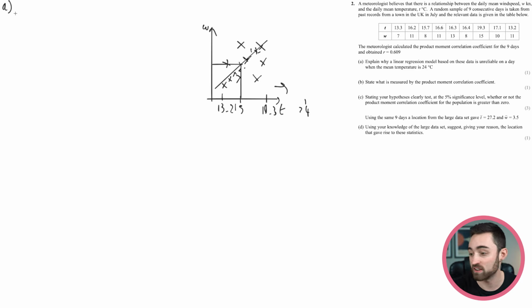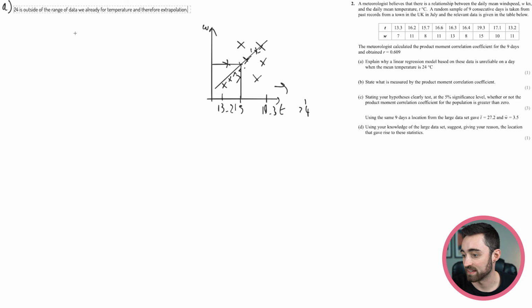So basically, look, 24 is outside of the range of data we already have for temperature, and therefore extrapolation. And then, yeah, that is why it's just going to be unreliable if we were to do that. Cool. What about part B?